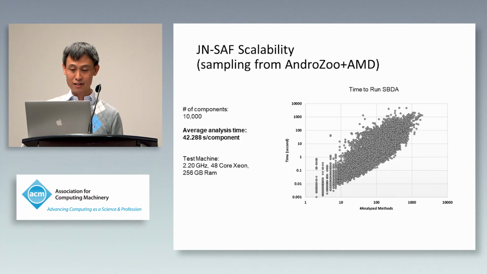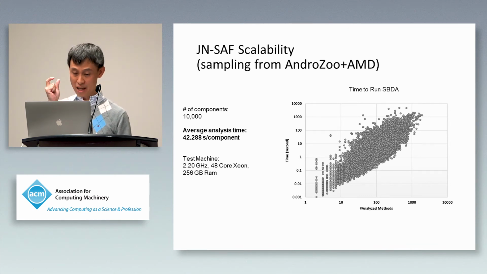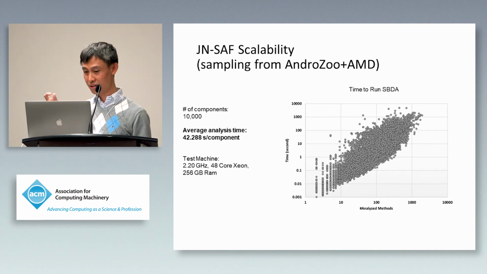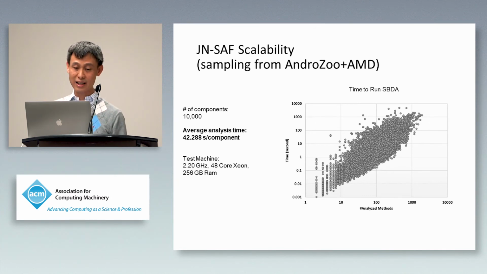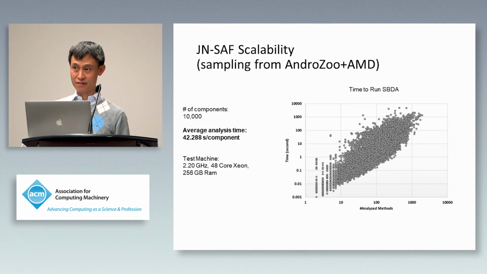Here's the scatter graph. Both the x and y axes are in logarithmic scale. The x-axis is the number of analyzed methods in the component, and the y-axis is the time it took to run the analysis. As you can see, the running time grows roughly with the square of the number of methods, which is not bad. And the average analysis time for each component is about 42 seconds, which is also quite affordable.